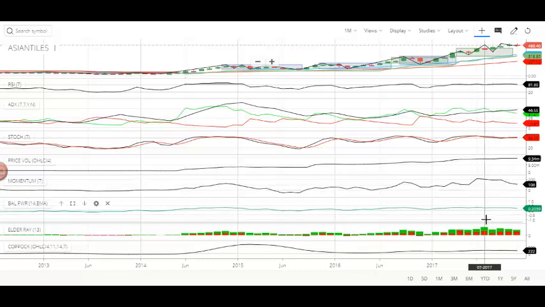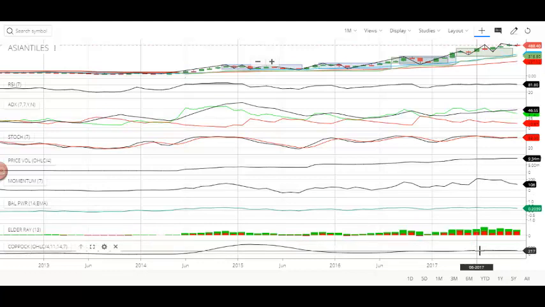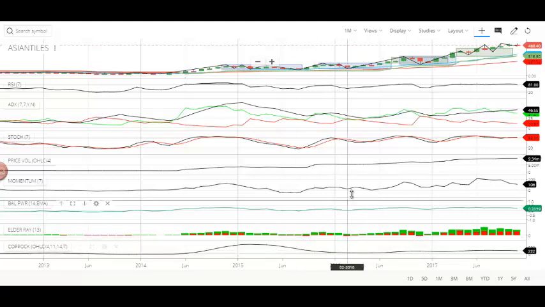Balance of power and Elder Ray both are in sync with each other. But we can clearly see that the bearish phase is rising right now, and the stock is slightly tilted towards the bearish phase, though it is in a bullish zone right now. The Coppock curve is just lying parallel to the baseline, and though it is in a buy zone, it is lying parallel to the baseline, which indicates lack of momentum. It is just flat. That's what I can say at this moment.